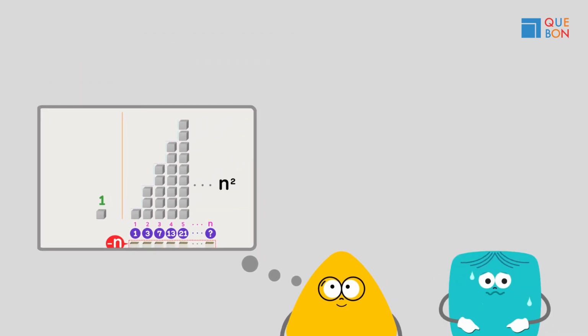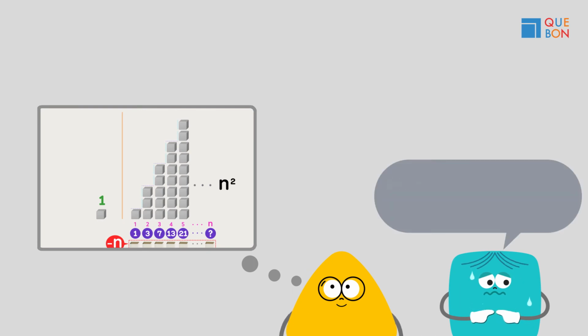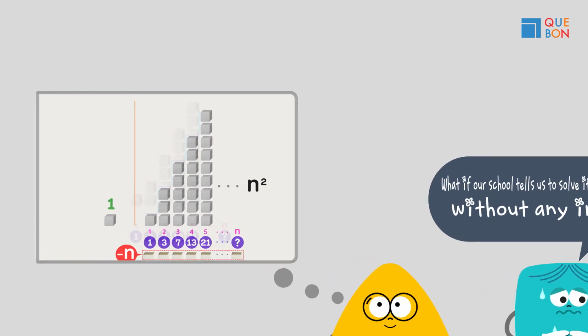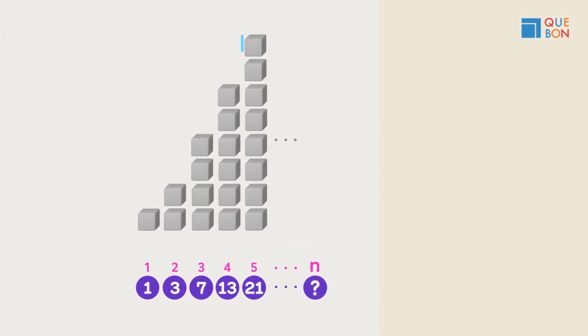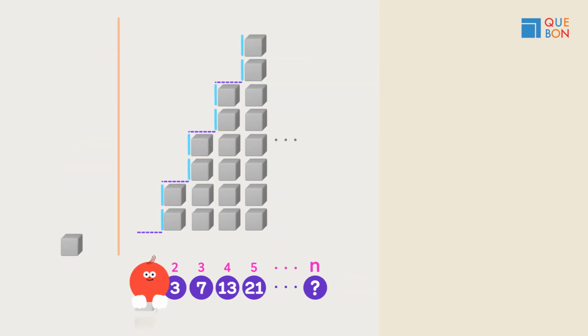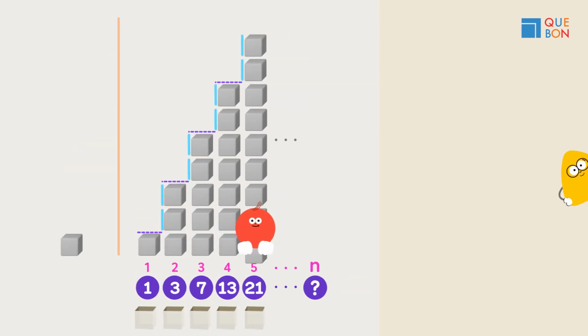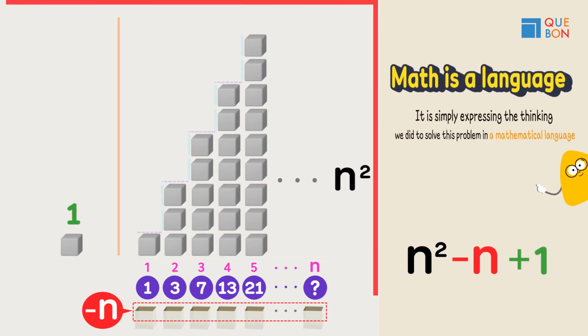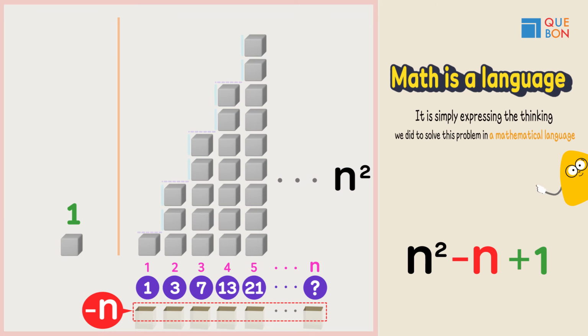People still ask, what if our school tells us to solve it by using formulas without any images? Today, we learn by feel. This means that we understand it completely. Expressing this as mathematical equations is extremely easy. We simply convert what we just did into a mathematical language.